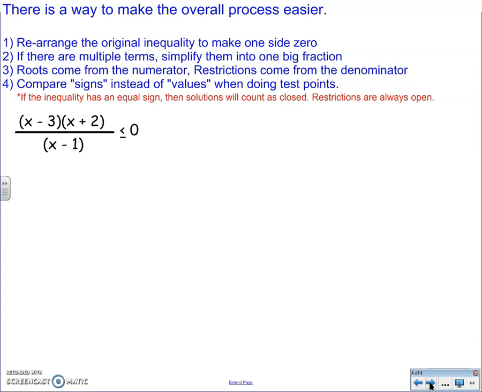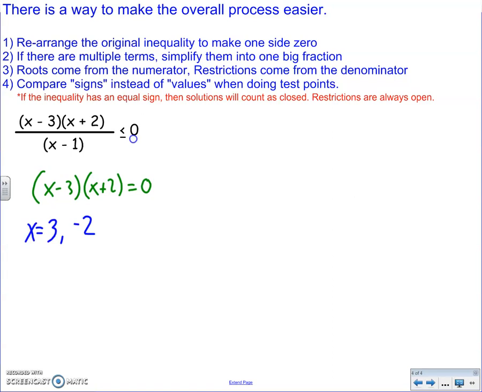Restrictions come from the denominator. So technically, if you think about this, if I multiply both sides by x minus 1, this disappears. So all we really have is x minus 3 times x plus 2 is equal to 0, because the bottoms don't really matter here. So with that, we just say the top equals 0. You get your two answers: x equals positive 3, x equals negative 2.